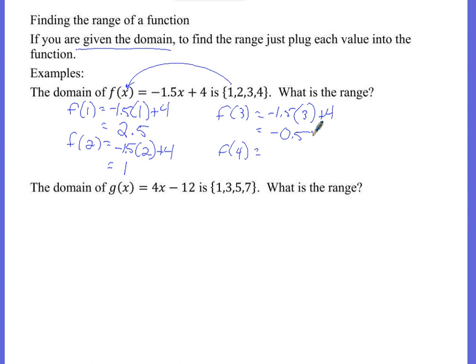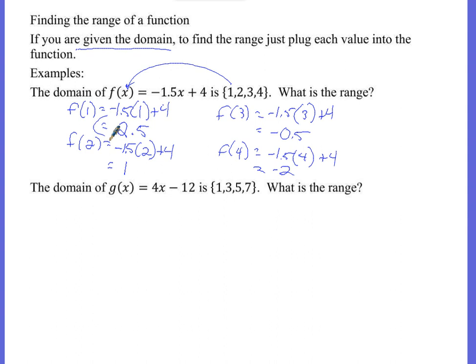And the last one, what am I going to write? Negative 1.5 times 4 plus 4. What's negative 1.5 times 4? Negative 6. Negative 6 plus 4 is negative 2.